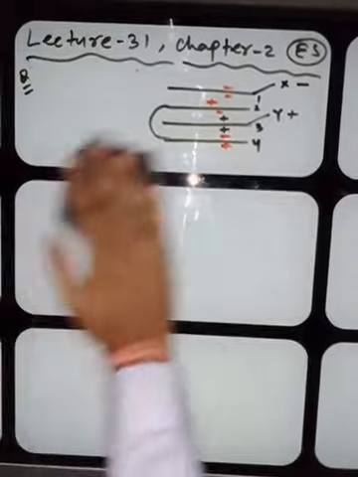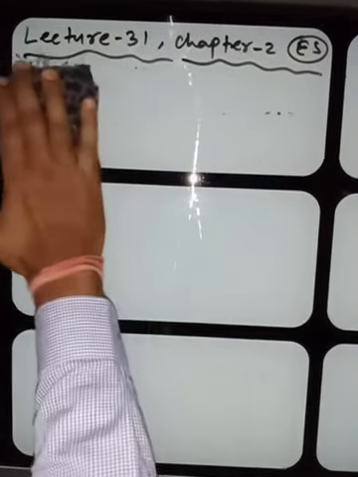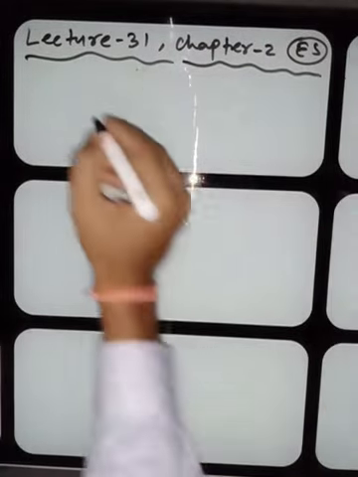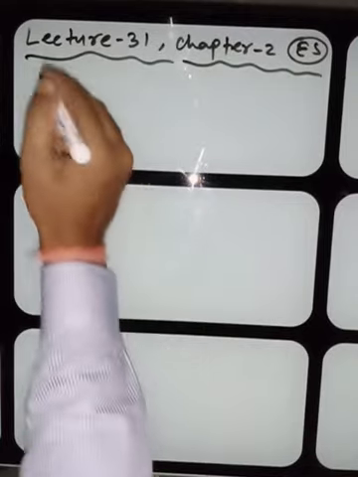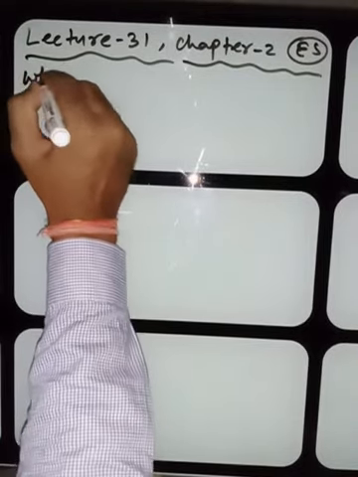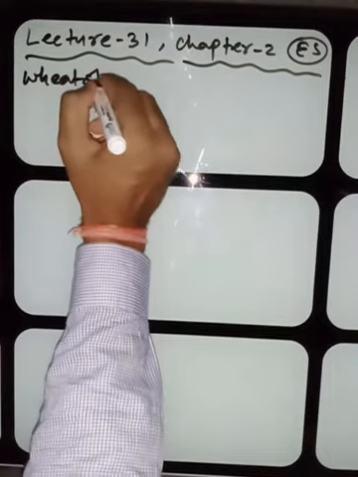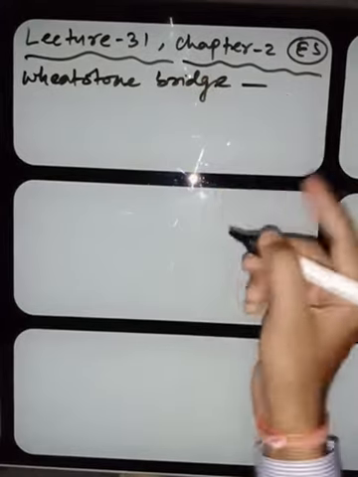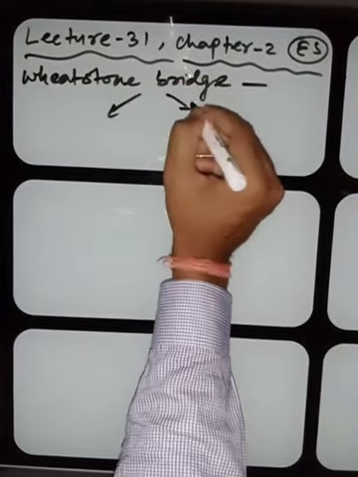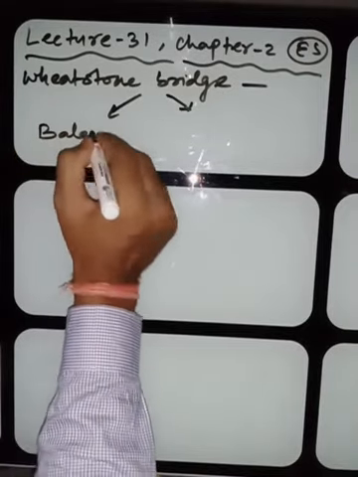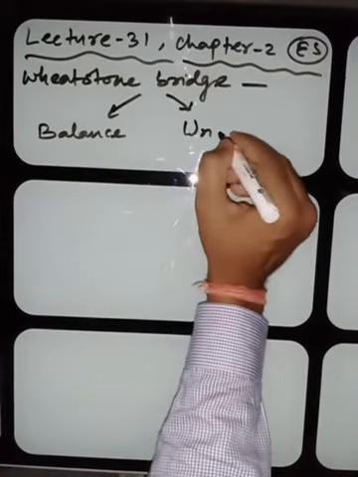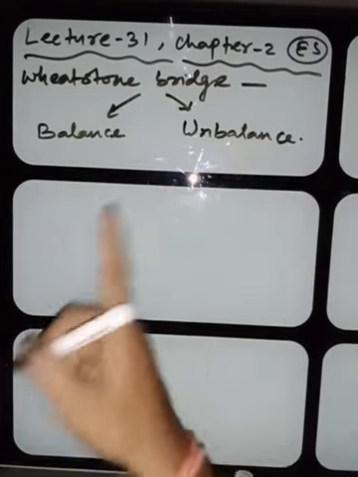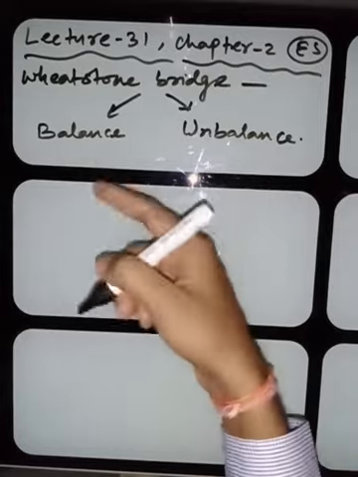Today we are moving to the balanced Wheatstone bridge. Actually, it is the Wheatstone bridge. Wheatstone has given a very fantastic circuit solution. There are two types of Wheatstone bridge. One is balanced Wheatstone bridge, and another is unbalanced. Remember, this is the electronic circuits. It has nothing to do with the mechanic.